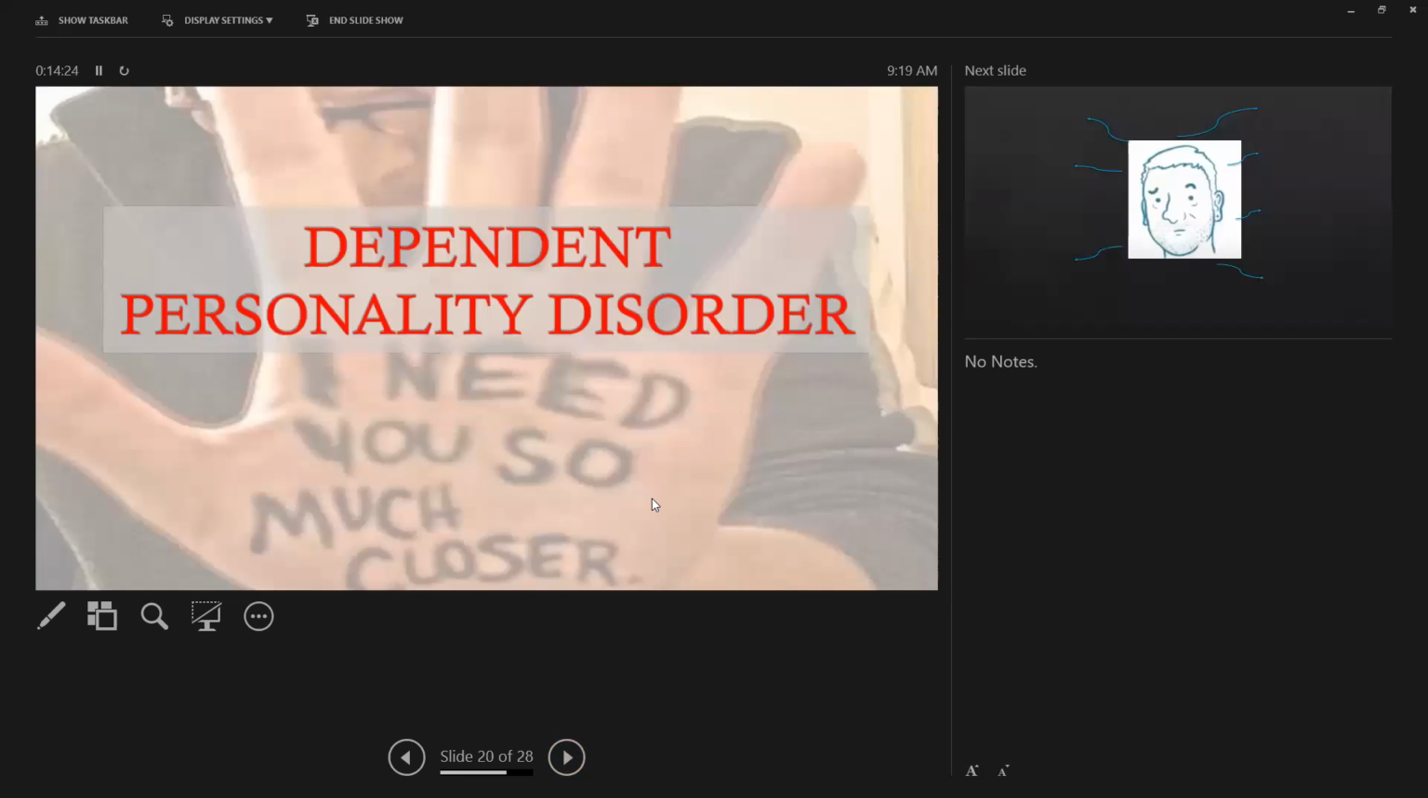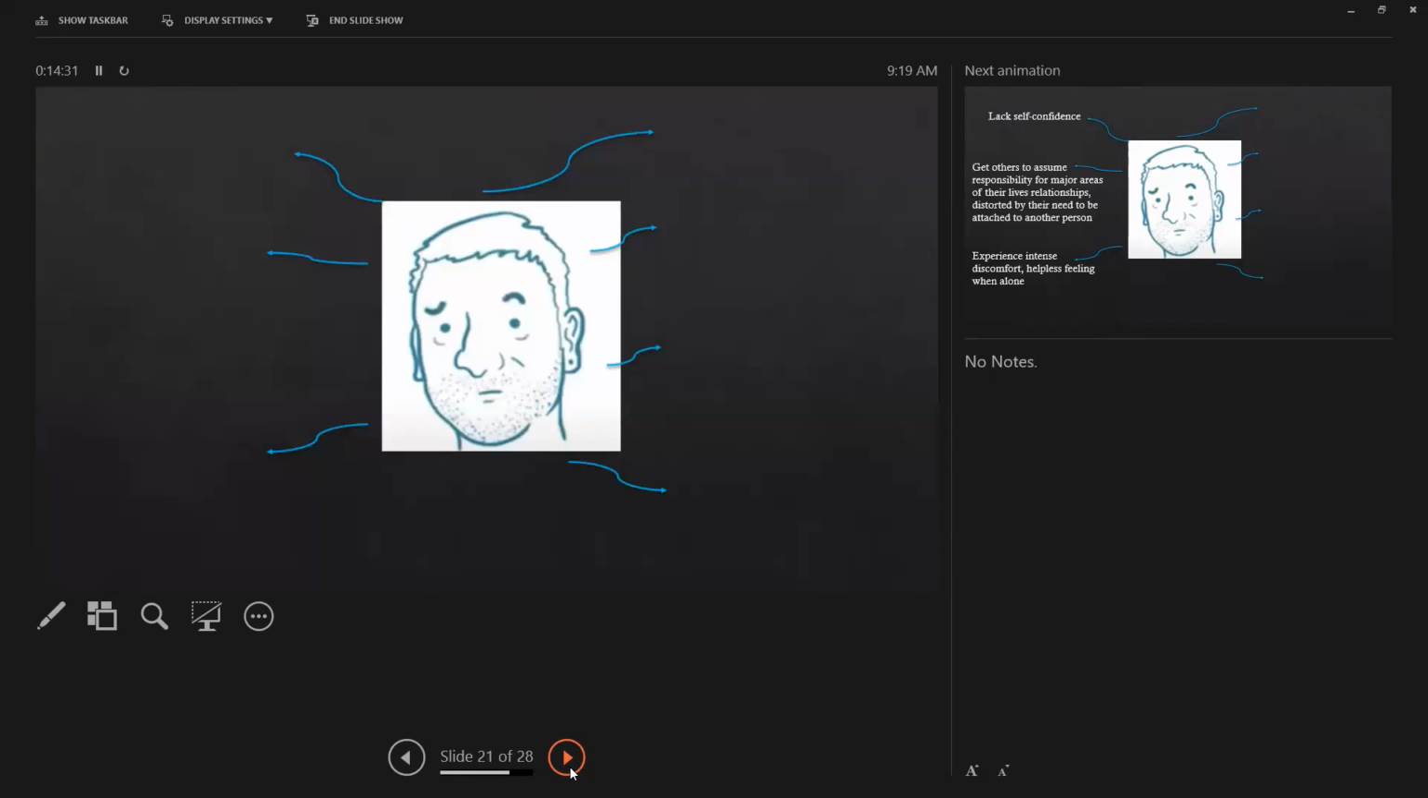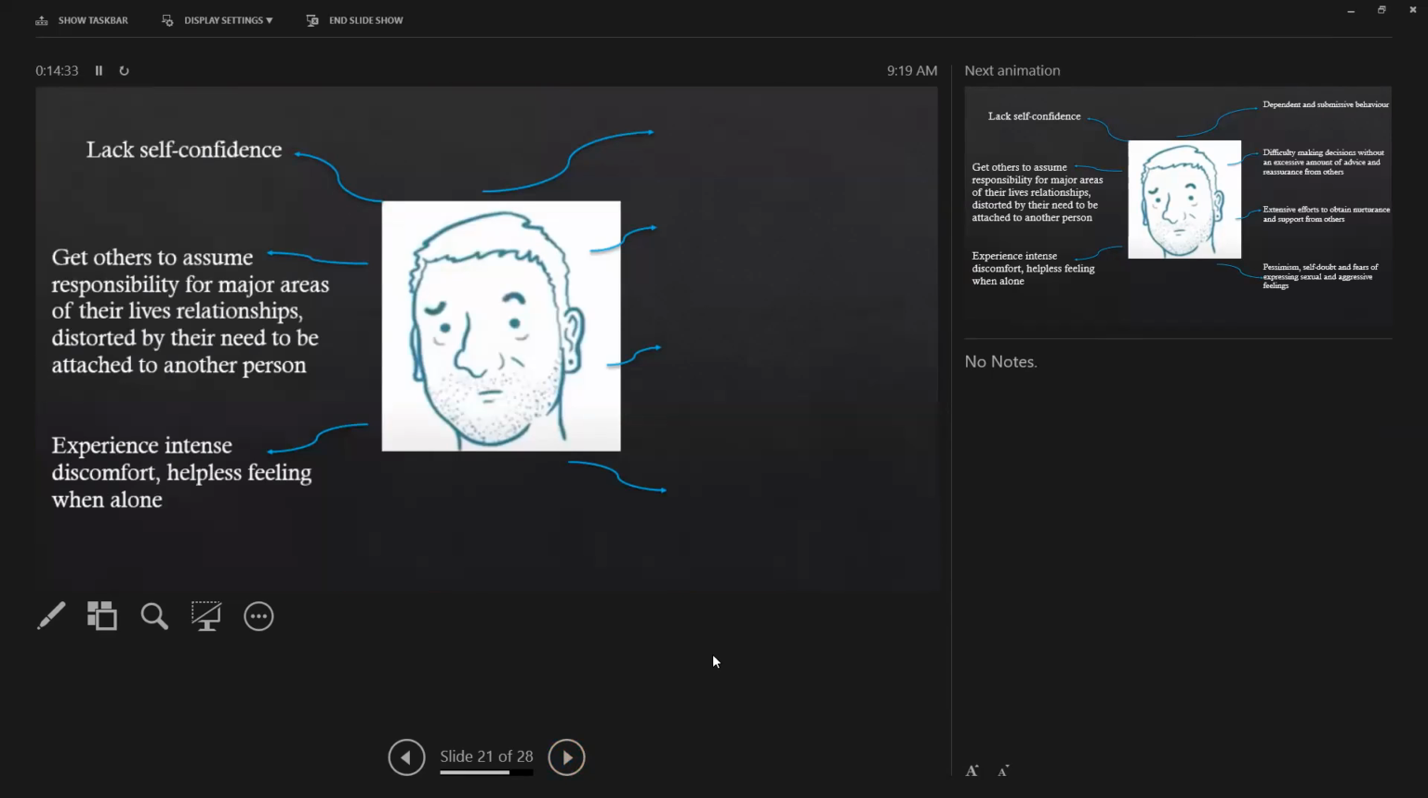Coming towards the last personality of cluster C, dependent personality disorder. The features seen in this are that the patient lacks self-confidence. They get others to assume responsibility for major areas of the relationship, distorted by the need to be attached to another person. They have extreme, intense discomfort and helplessness when being left alone for a longer period of time.